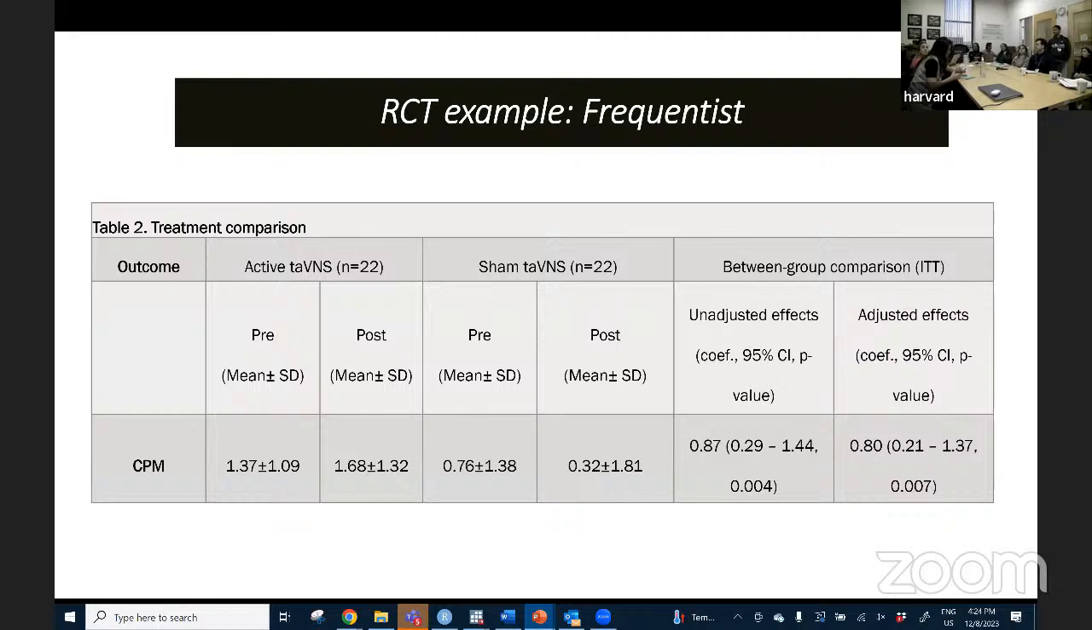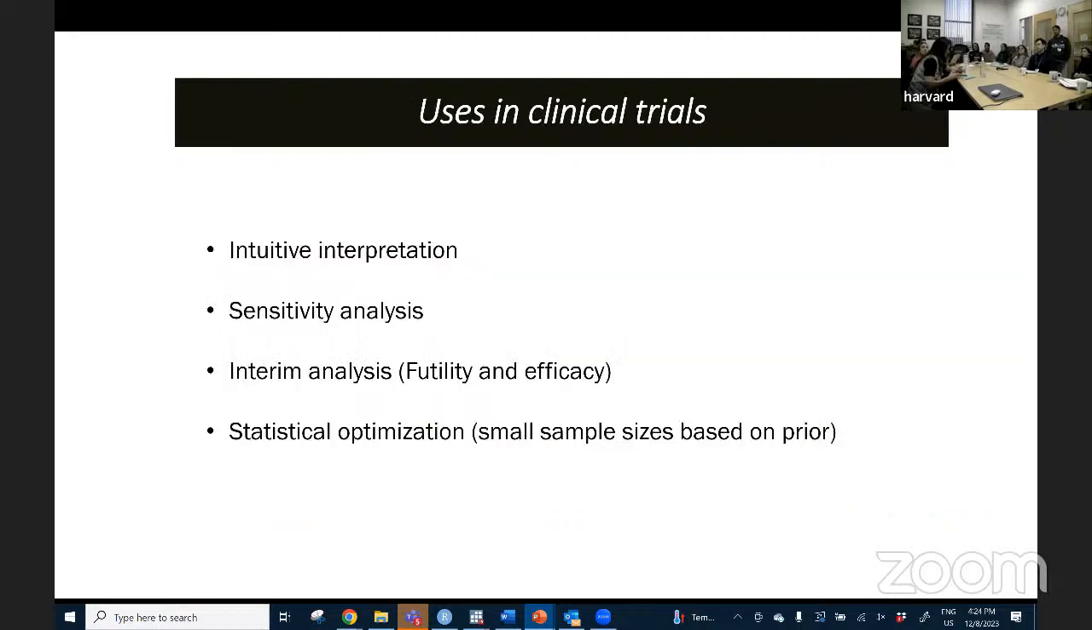So, question: you said the FDA now has a section on Bayesian analysis? Yeah, it's recommended now. Oh, it's recommended.